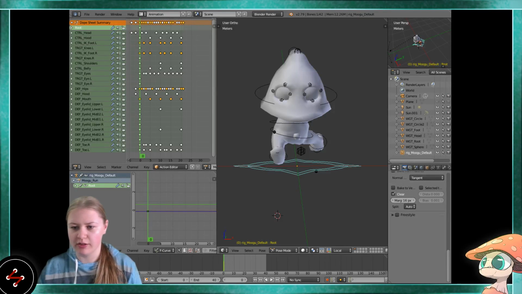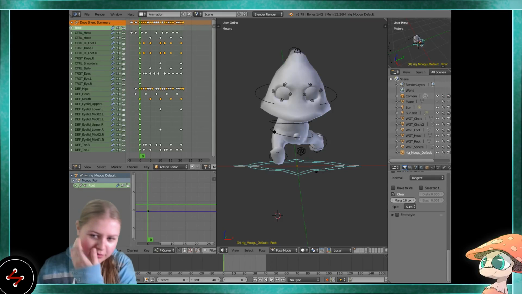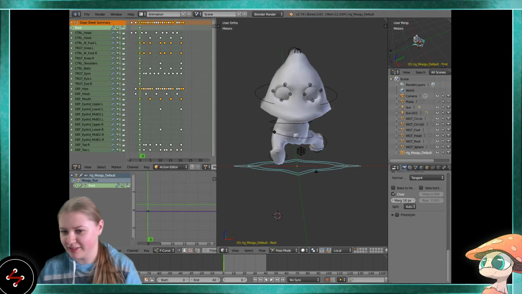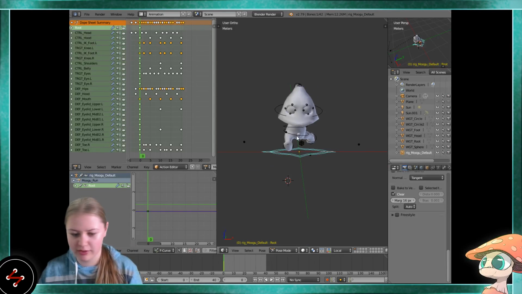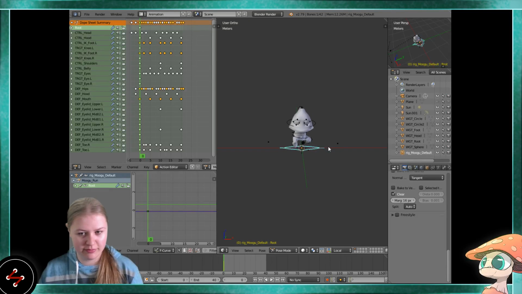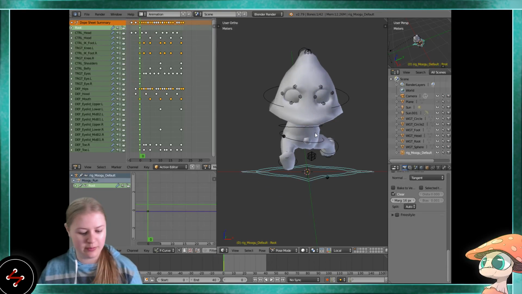It is really hot in here. I feel like you can actually kind of tell the specularity of my skin. I don't know, I don't remember what it's called. Shininess. Anyway, on to other things.